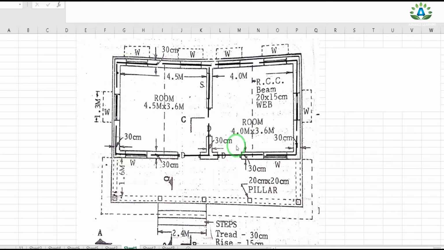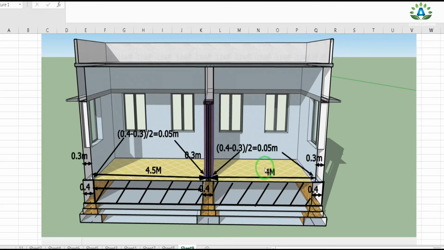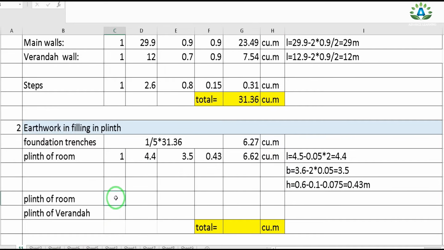We have the length of this room 4 meter and the width of this room is 3.6 meter, and we need to repeat the same process as before. That is, we have this total length of this room 4 meter from this side of the wall up to this side. So we need to subtract this 0.05 on this side as well as on this side. So the total length of this room will be 4 minus 0.05 and again minus 0.05. So the total length will be 3.9 meter. So I can directly write that the length equals to 3.9 meter.